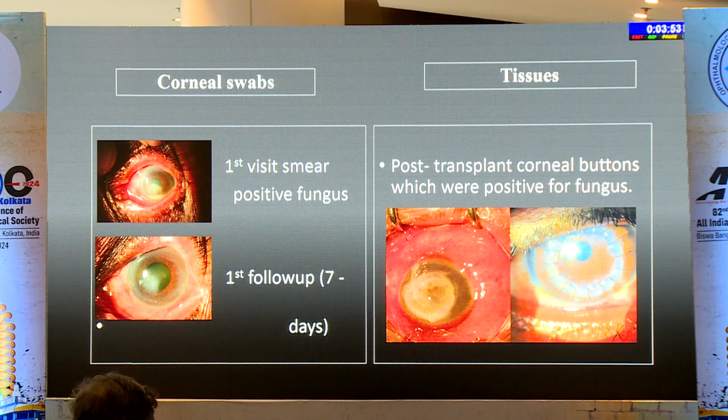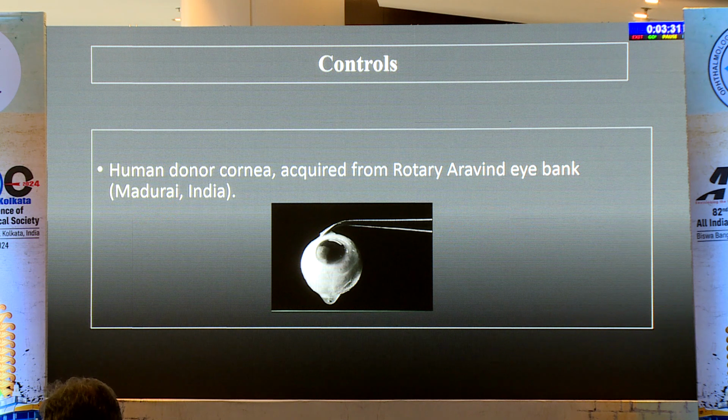For sample collection, we collected corneal swabs as well as corneal tissues. Corneal swabs were collected at the first visit when patients came smear positive for fungus, and after starting the therapy, first follow-up corneal swabs were collected. For tissues, we collected the post-transplant corneal buttons, which were positive for fungus. As controls, we used human donor corneas acquired from an eye bank.